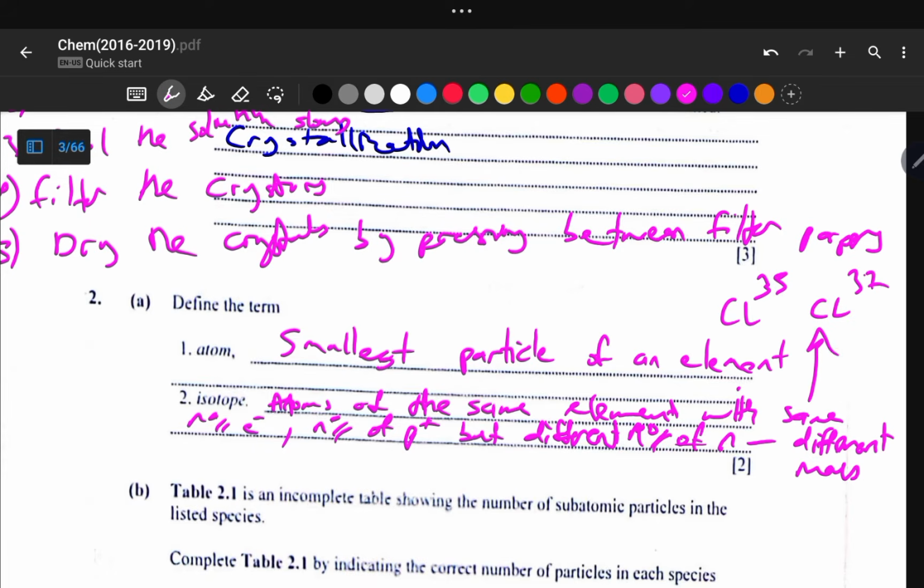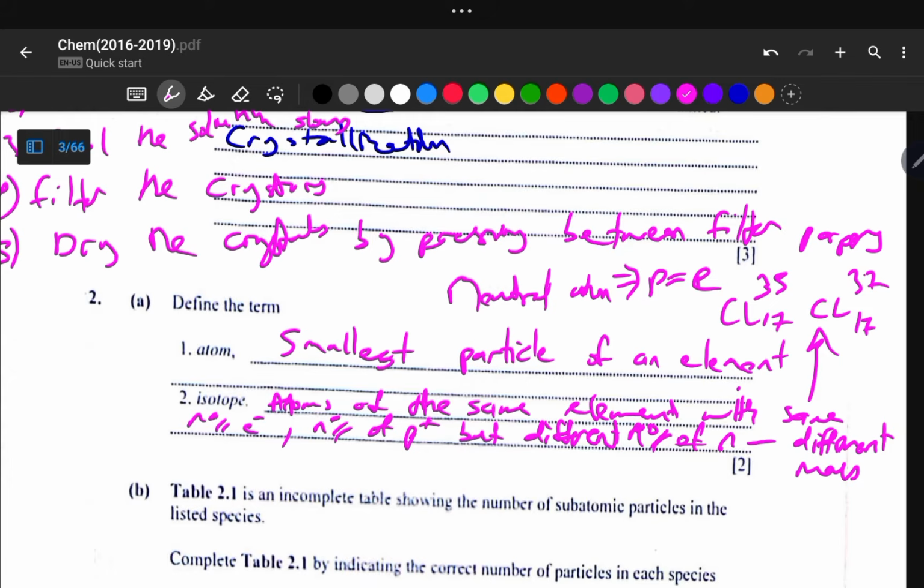These two are isotopes of each other. They have the same number of protons and the same number of electrons, but a different mass number. Chlorine is number 17 on the periodic table, meaning that for a neutral atom, the number of protons is equal to the number of electrons, right?